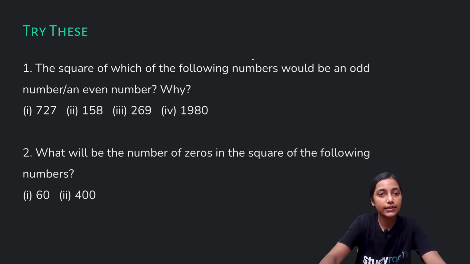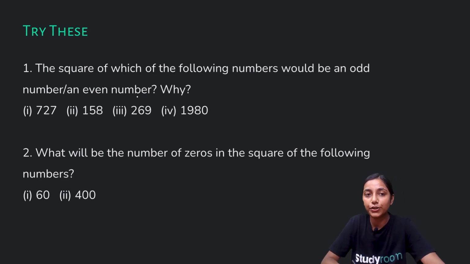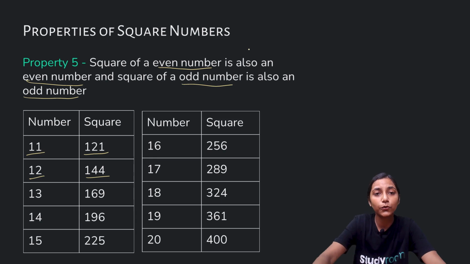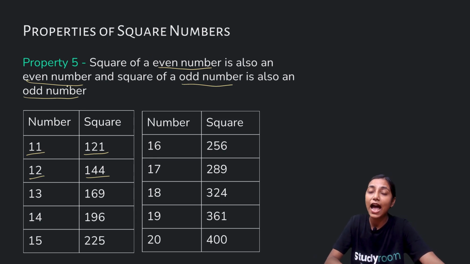Let's jump into the next. So the next slide has these questions to do. The square of which of the following numbers would be an odd number or an even number, and why? You need to state the reason as well. So I just told you that a number that is even will have a square that is even, and a number that is odd will have a square that is odd.